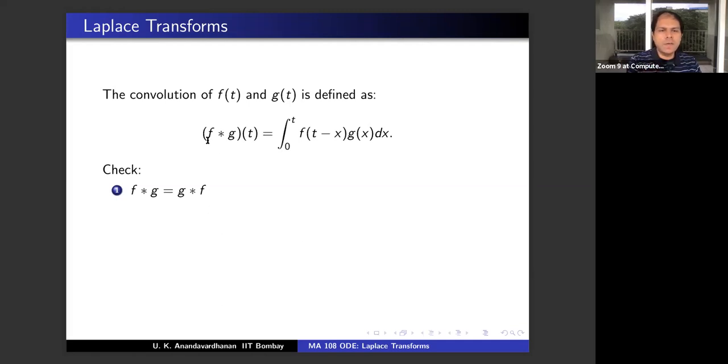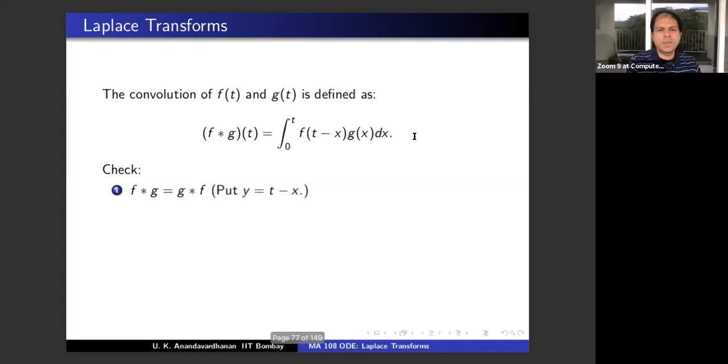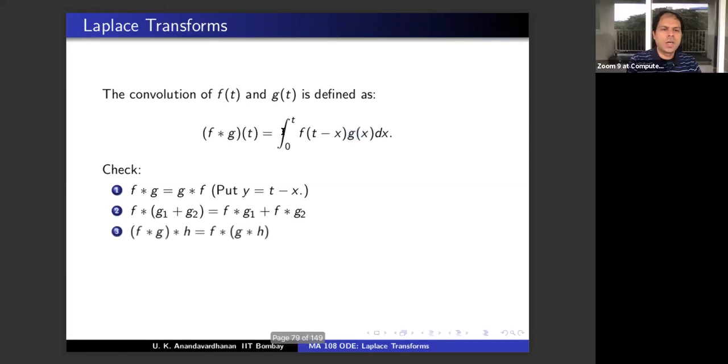Why is it obvious? Because if you take g star f, what will be your answer? You will get the integral of f of x, g of t minus x dx. And you make a change of variable. What is the change of variable? t minus x is x. So if you put y equal to t minus x, you can check, you will get this. Is this obvious? f star (g1 plus g2) is f star g1 plus f star g2? Yes, sir. It's obvious, because here you will get g1 plus g2, and the integral is a linear transformation. Is this obvious? f star (g star h) is (f star g) star h?